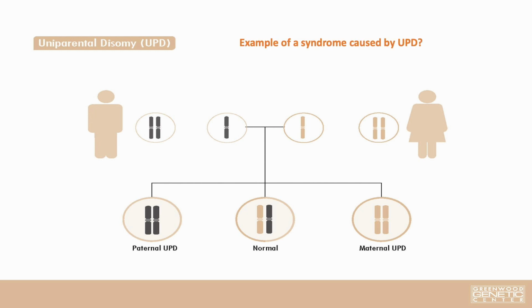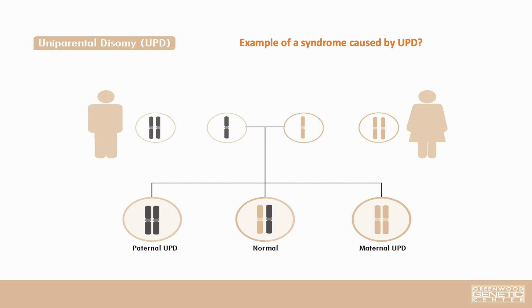In the case of paternal uniparental disomy, both copies of a chromosome are inherited from the father. This can lead to conditions such as Prader-Willi syndrome, which we discussed earlier. This syndrome arises when there's a lack of expression of genes on the paternal chromosome 15, resulting in symptoms like obesity, intellectual disability, and hormonal imbalances.